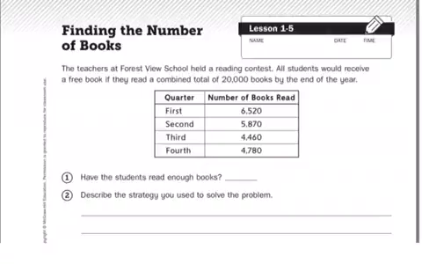So here's your math message. Finding the number of books. The teachers at Forest View School held a reading contest. All students would receive a free book if they read a combined total of 20,000 books by the end of the year. You can see the chart there. The first question is, have the students read enough books? And the second question, describe the strategy you used to solve the problem. So go ahead and do that work. Pause the video while you do it, and then pick it back up when you're ready.